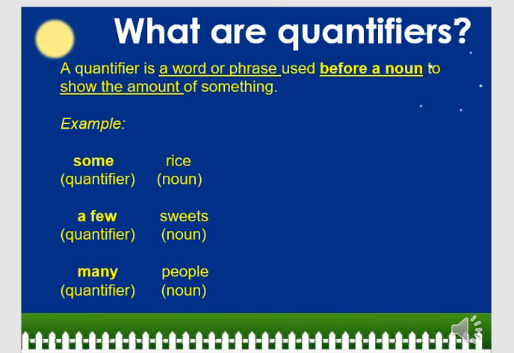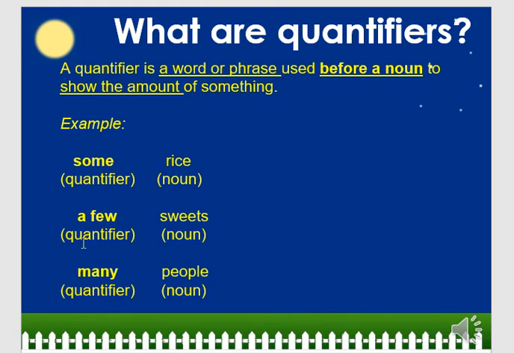So what are quantifiers? Let's look at it again. It is actually a word or phrase used before a noun to show the amount of something. 3 examples to help you understand it better. First one, we use the quantifier some for the uncountable noun rice. Rice cannot be counted.